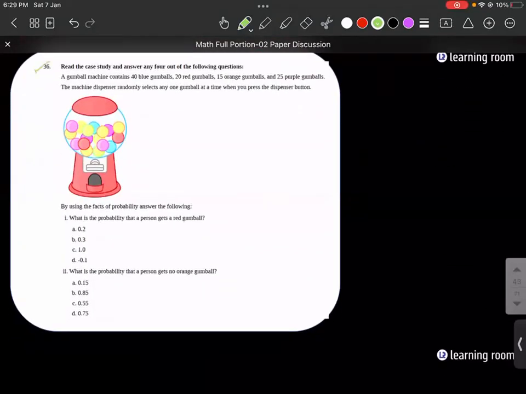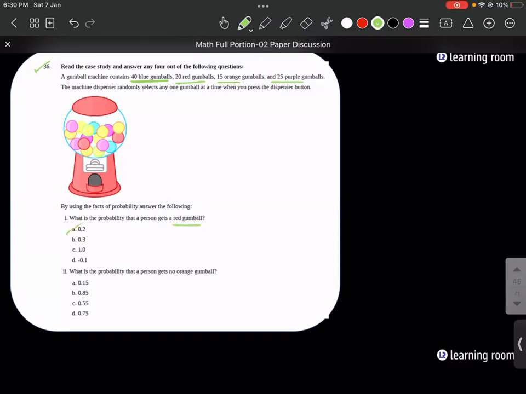So 36th row. So what is the answer? So the first one is 0.2. Okay, let me read the question. A gumball machine contains 40 blue, 20 red, 15 orange, and 25 purple. So totally how many balls are there? 40 plus 20, 60. 60 plus 40, 100, correct? So what is the probability of a person to get red? Red is 20 by 100. 20 by 100 is 0.2, correct?